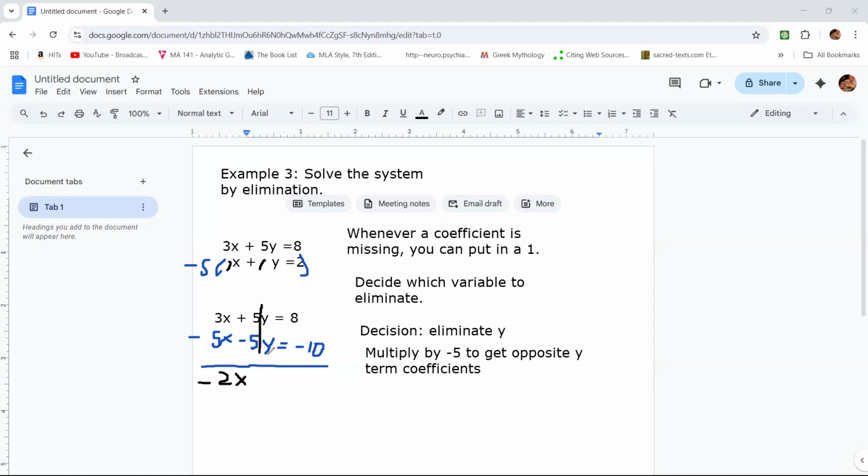The middle terms cancel, the y terms cancel, because I made the decision to do that. And then I multiplied by something to do that. Here's 8 plus a -10. Negatives have more, so they win. This is -2.